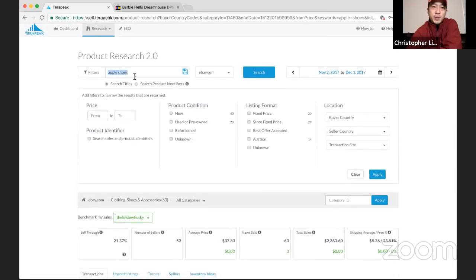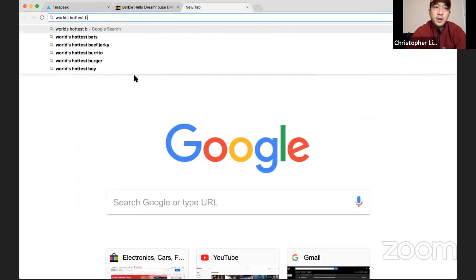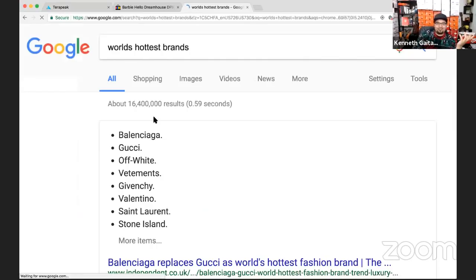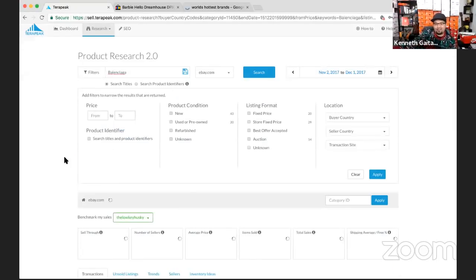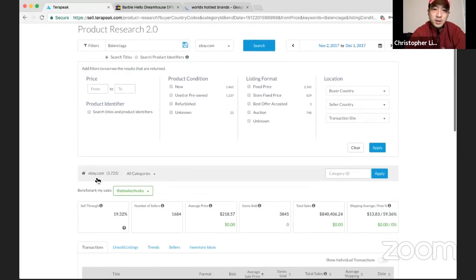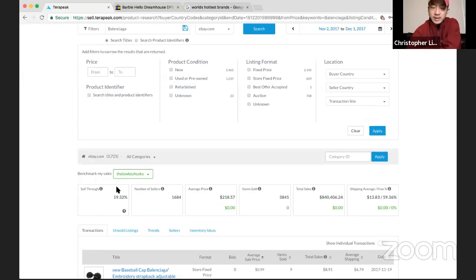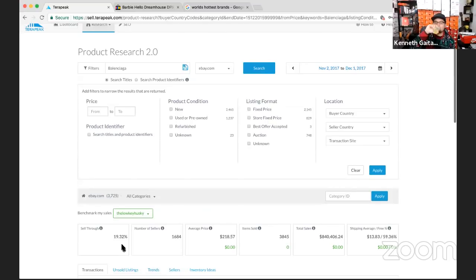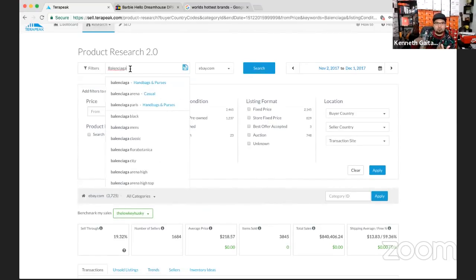Okay, let's see. What are the strongest brands in the world? Definitely Apple. Now, Off-White. Balenciaga. Off-White's there just because of the Nike collab. I think it's SEO. Not even a million, but not that many sellers. Good average sale price. Slow. It's very slow.